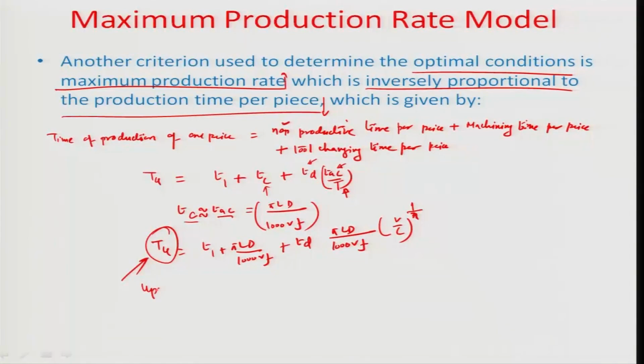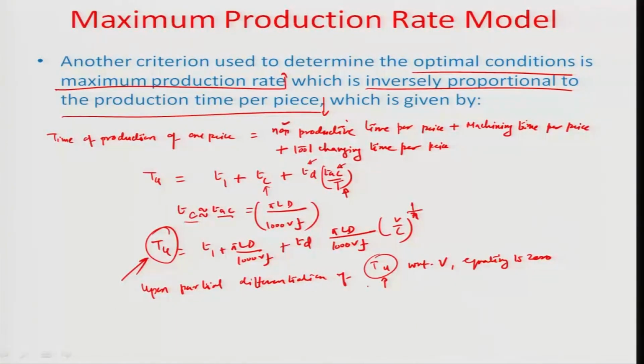So upon partial differentiation of TU with respect to V and equating to 0, you get that condition of optimum TU corresponding to maximum production rate.